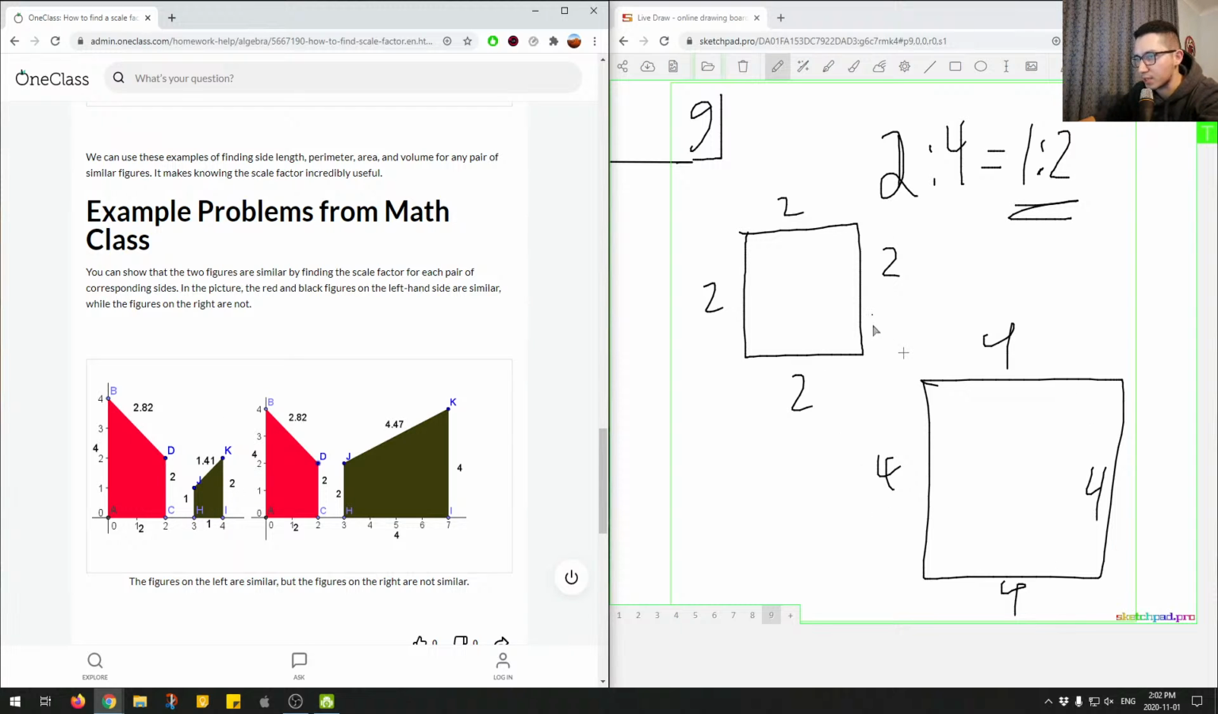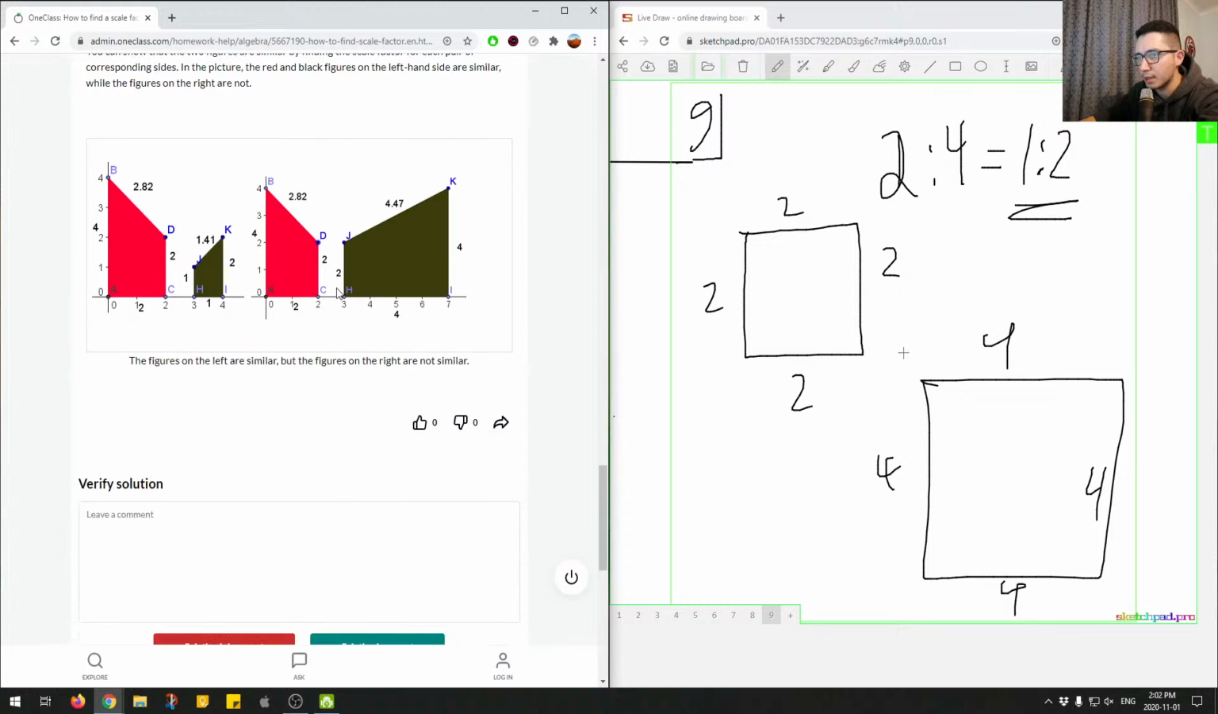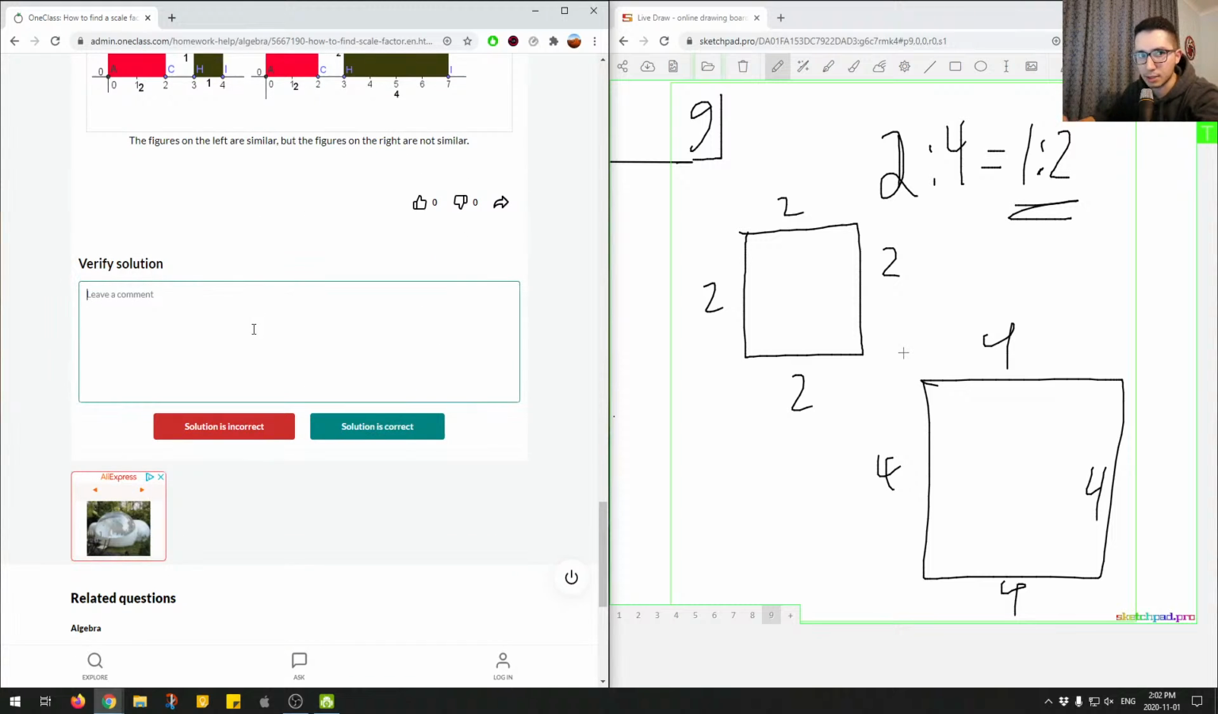Similarly, in a simpler shape like a square. So we'll mark this as correct.